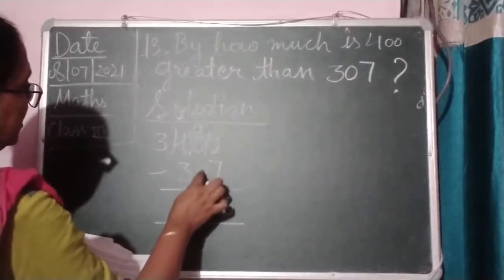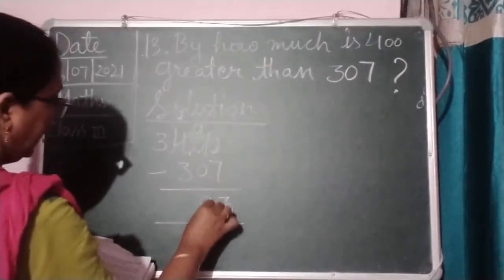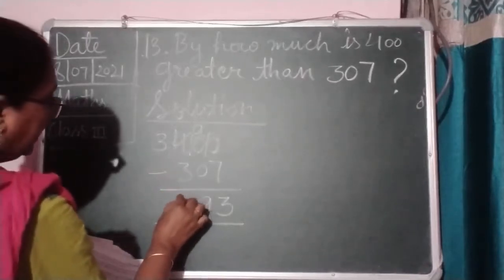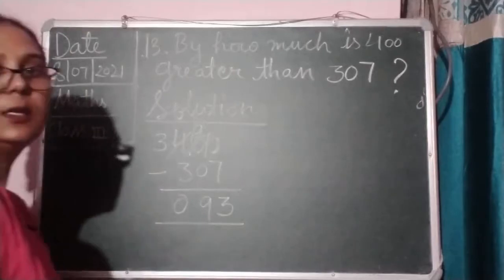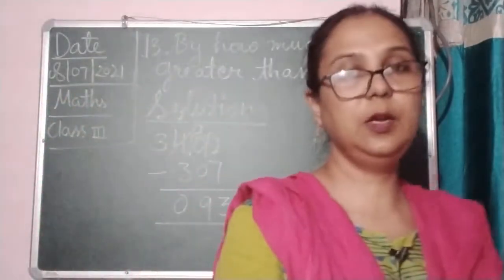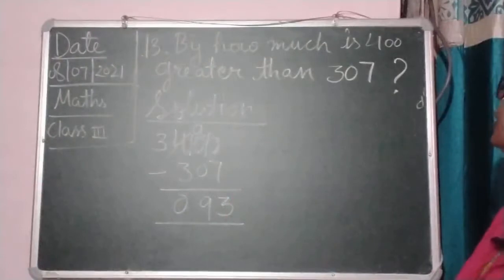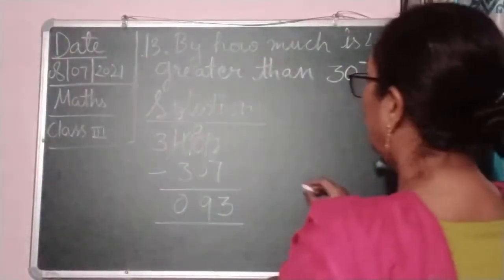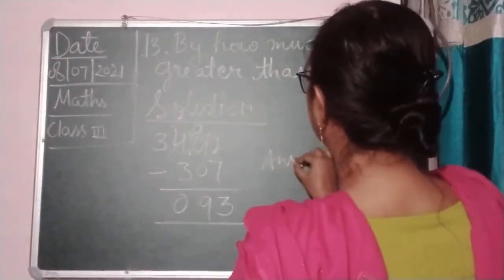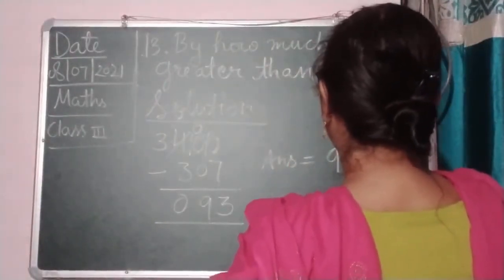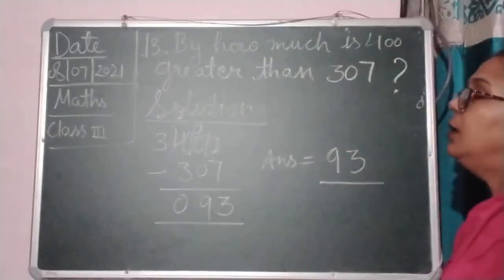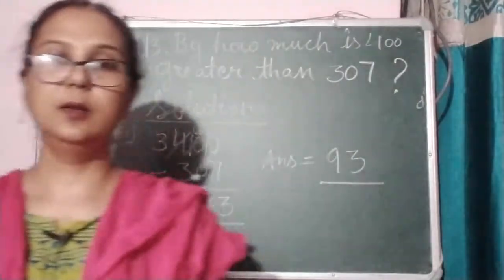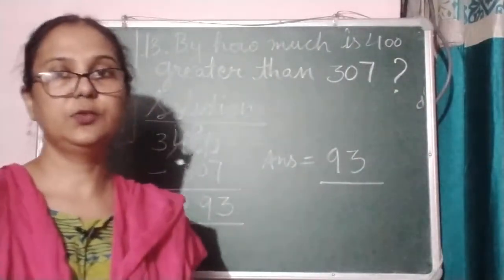9 minus 0, we will get 9. And here 3 minus 3, we will get nothing. So the answer is 93. The difference between 400 and 307, we will get answer 93. 93 is the difference between 400 and 307. So children, complete it. Completed, children, or take a screenshot.